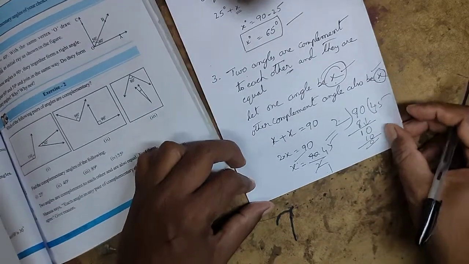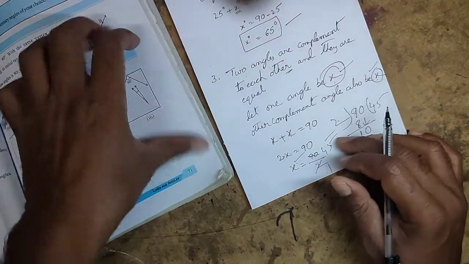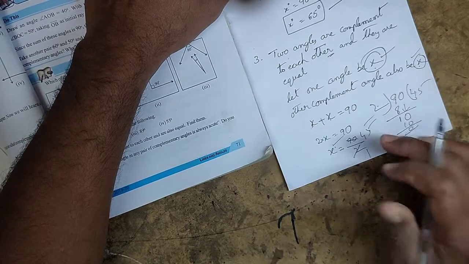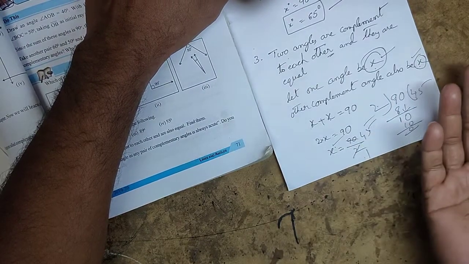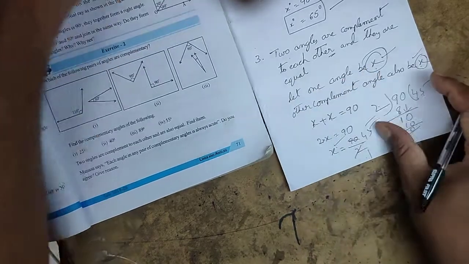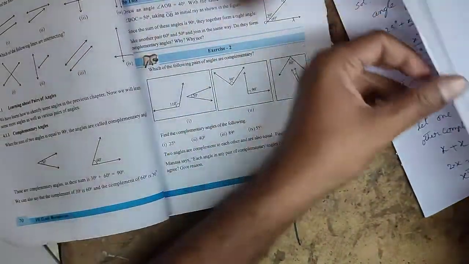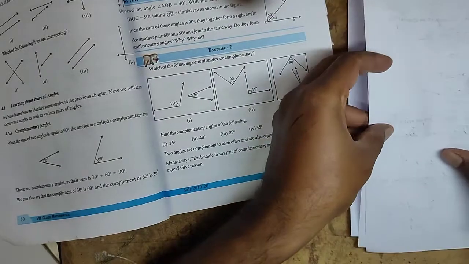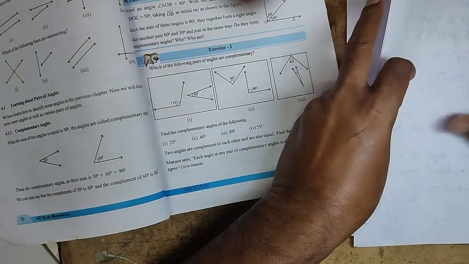45. It means the two angles must be equal and they are complements to each other. The complement of 45 is 45 only. So 45 plus 45 is 90. So the answer is 45 degrees. Next, we go for the next problem, the fourth problem. See what is given here.